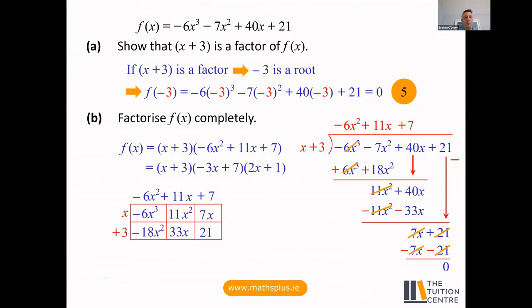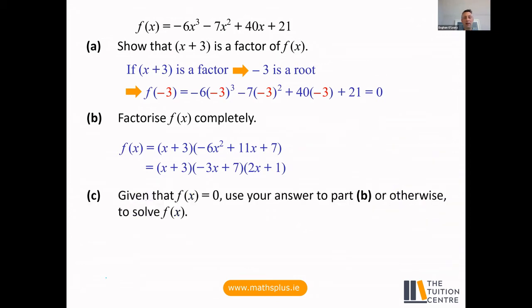My quadratic can be factorized down into 2 more linears. Those are my 3 factors, which together multiplied will get me back to my original f of x. And in fact, I have now factorized completely, and I have my 10 marks.